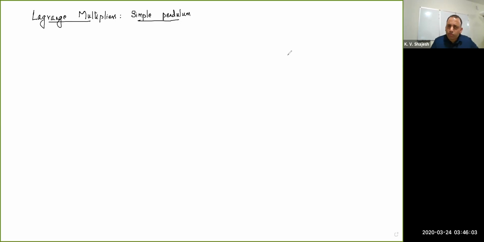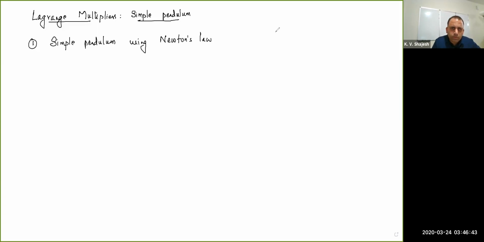So before we proceed to actually use Lagrange multipliers, or even introduce Lagrange multipliers, let's review the idea of a simple pendulum using Newtonian mechanics. Simple pendulum using Newton's laws. Let's review that.